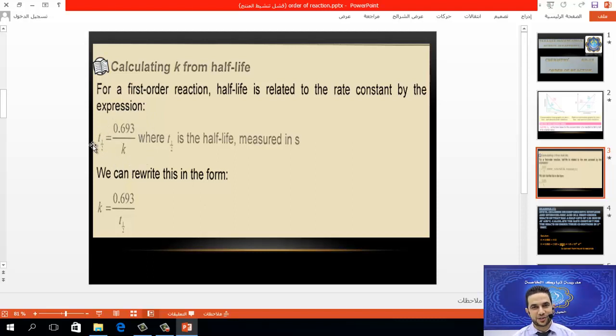We cannot use this for zero order or second order or any other order of reaction. Now we will talk about two important questions in the last year final exam. In the final exam of last year, we have two questions, one of them related to this rule and another one related to the rate equation generally. So let's see the first example.